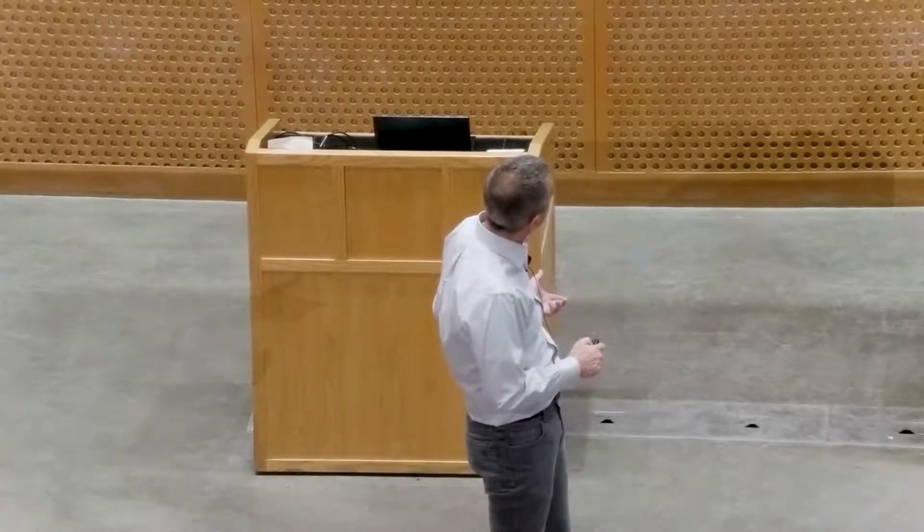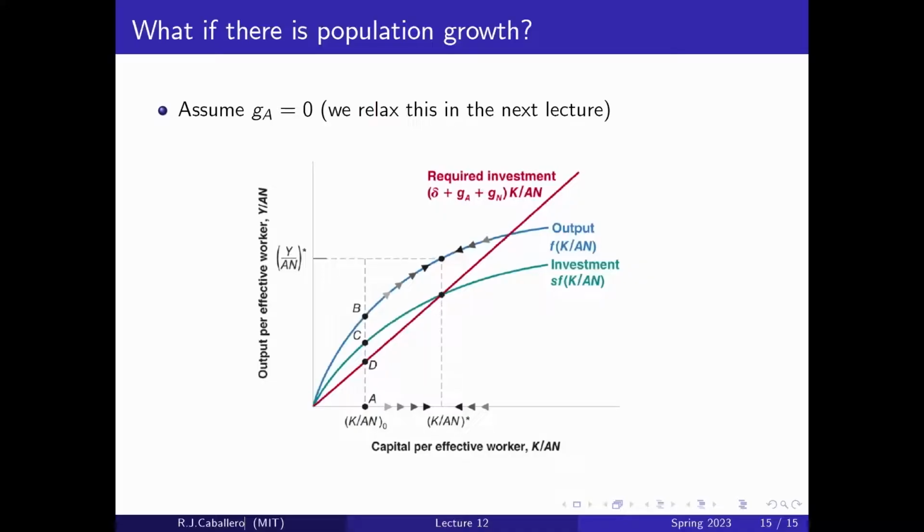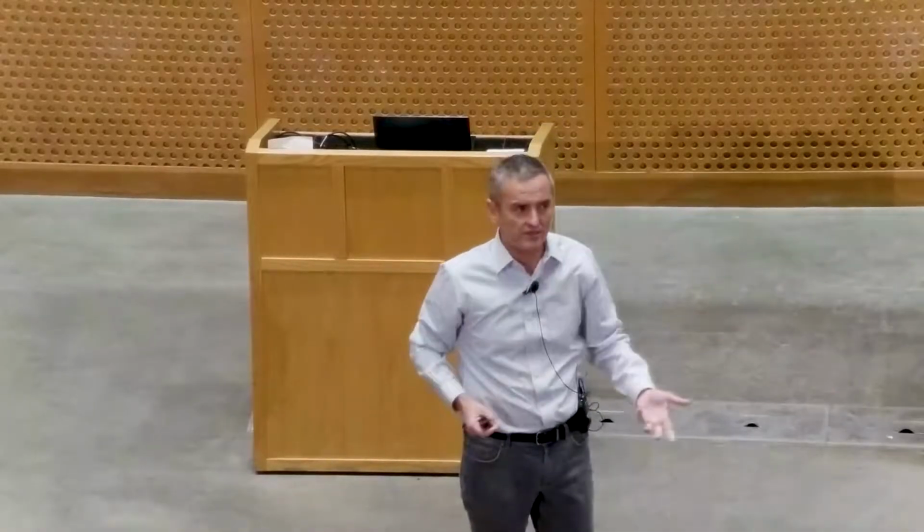But you don't get negative growth. In this diagram, you do get that y over n will decline. But that doesn't mean that you get negative growth. It just means that output is not growing as fast as population. Both are growing, just the population is growing faster than output.